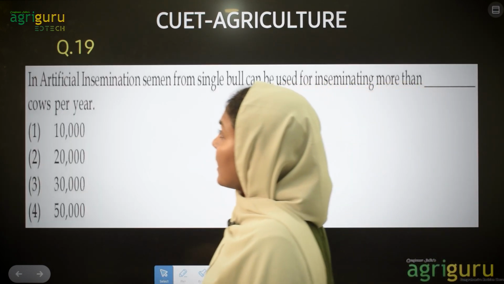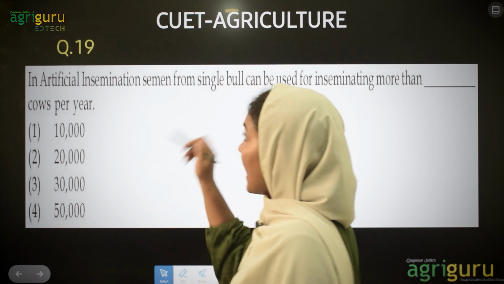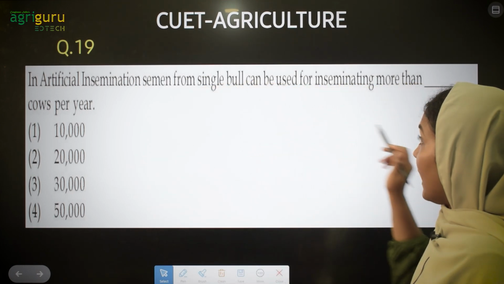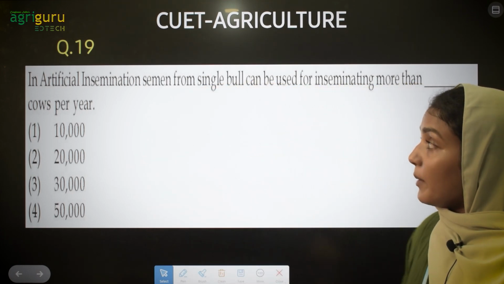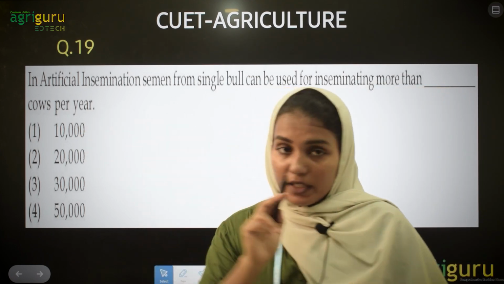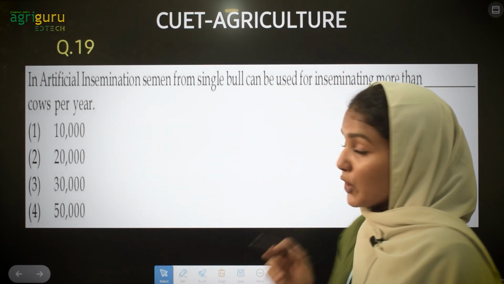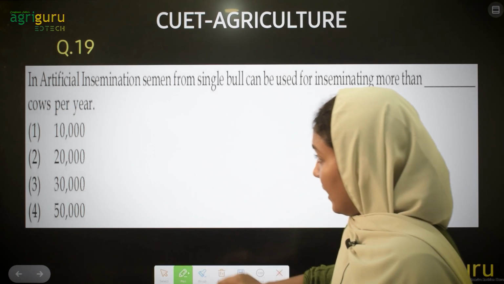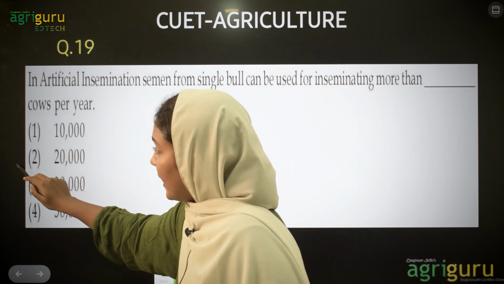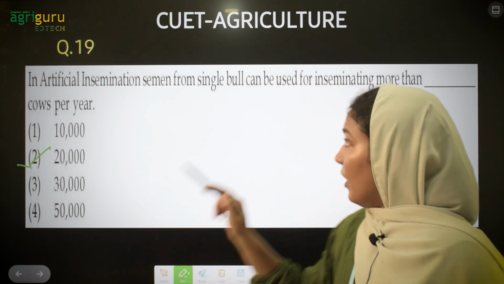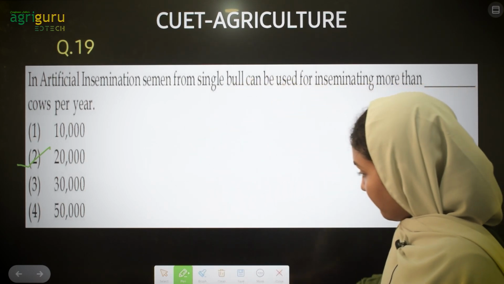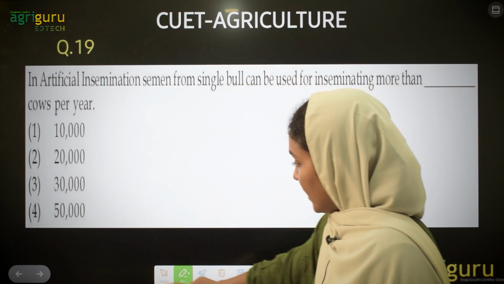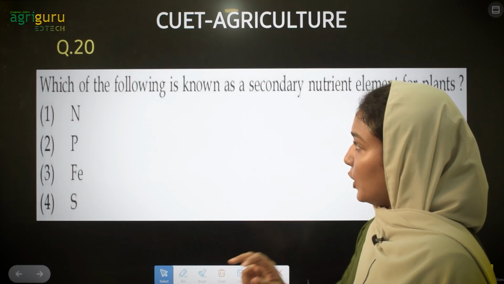In artificial insemination, semen from a single bull can be used for inseminating more than dash cows per year. The answer here is 20,000. From a single bull, in a year, about 20,000 cows can be inseminated. Okay. The next question. Question number 20.